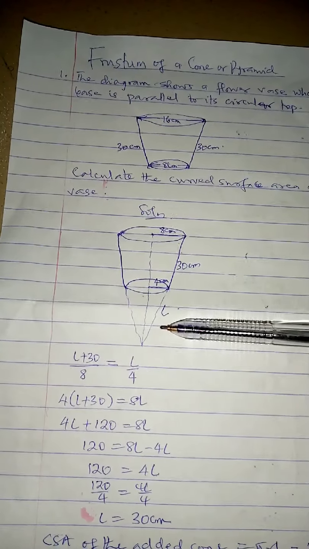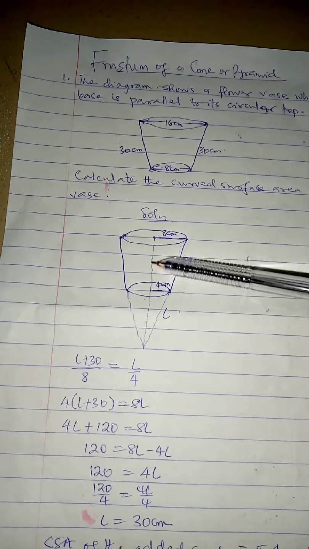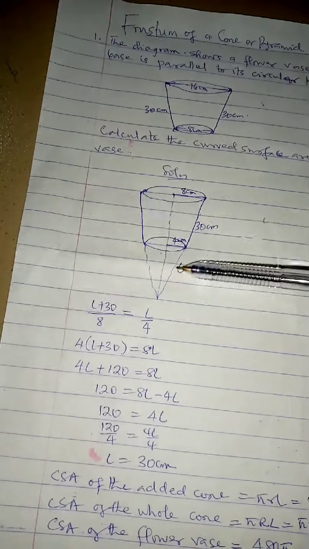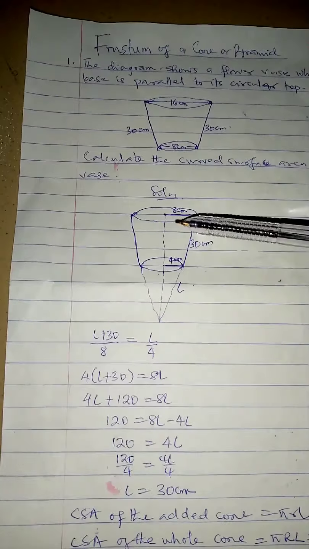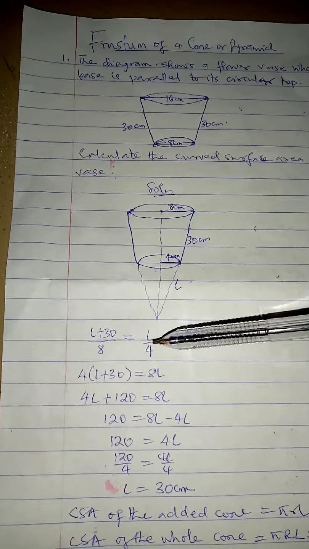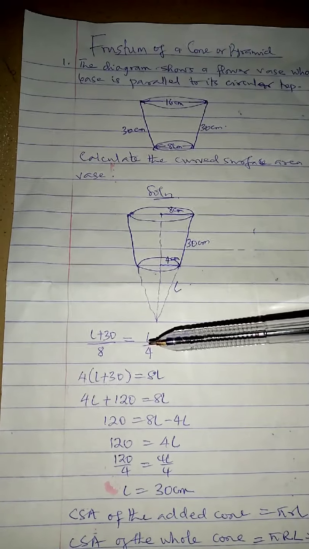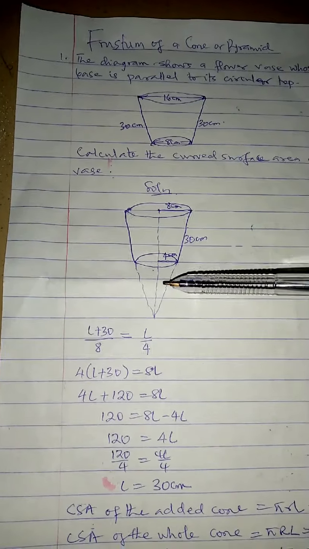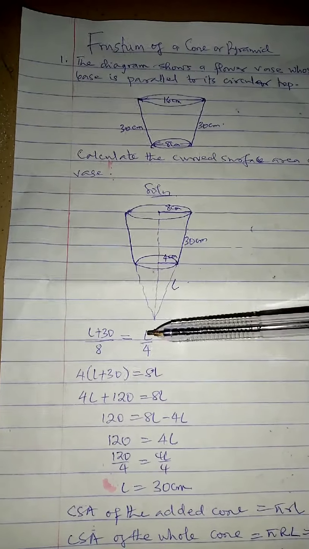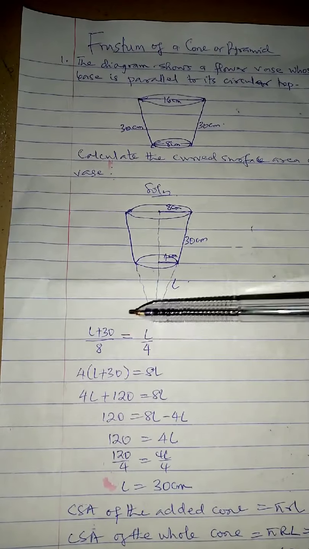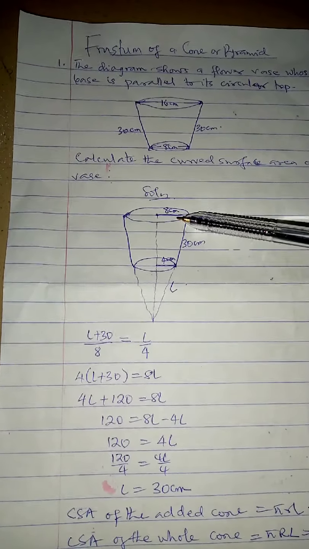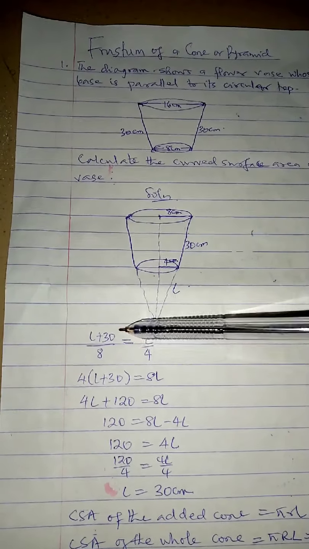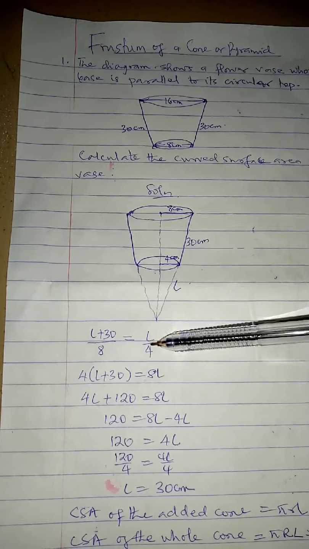If we use that, we will consider the bigger triangle. We'll have L plus 30 for this whole length over the radius, which is 8. That will be equal to, when you take the smaller triangle, L for this side, all over 4. L corresponds to L plus 30. 4 corresponds to 8. You cross multiply. The 4 will multiply this, the 8 will multiply L to have this.